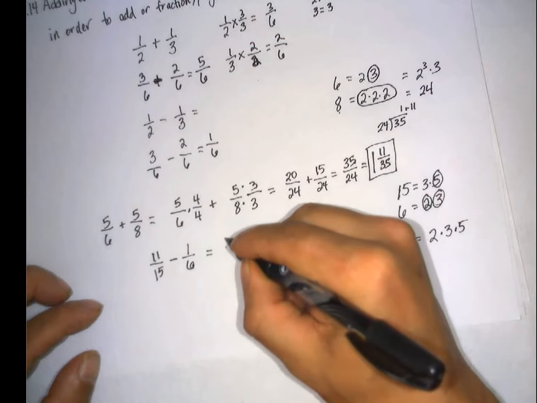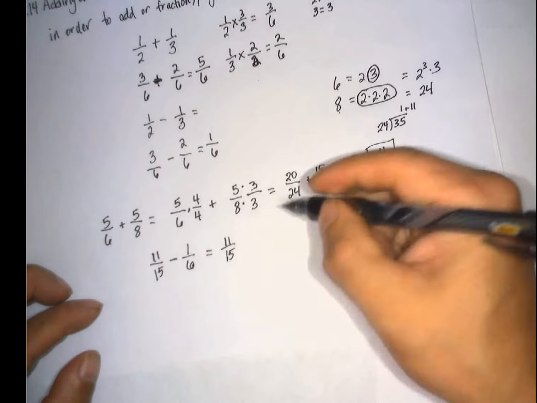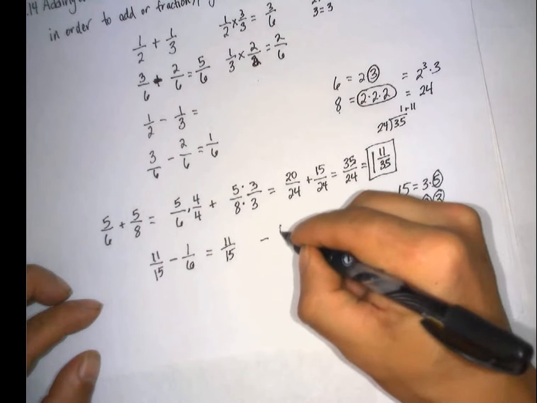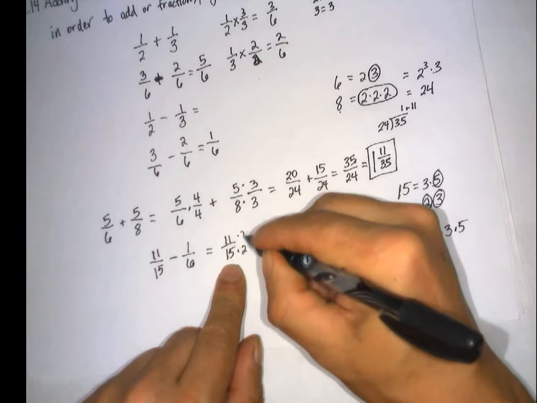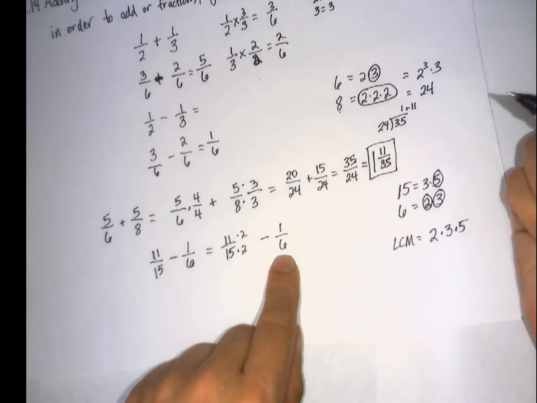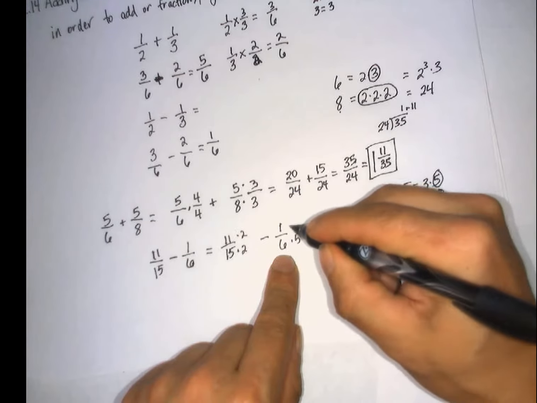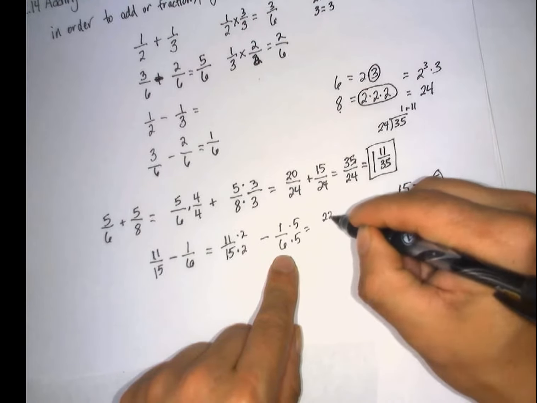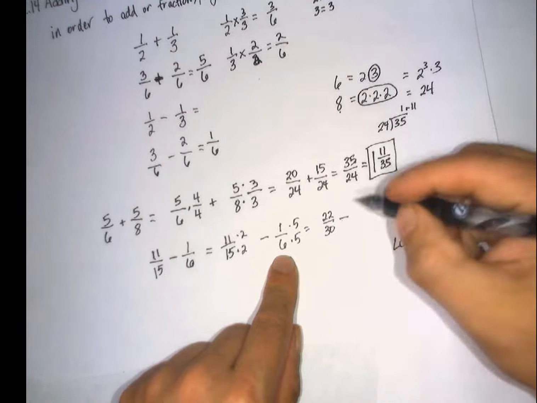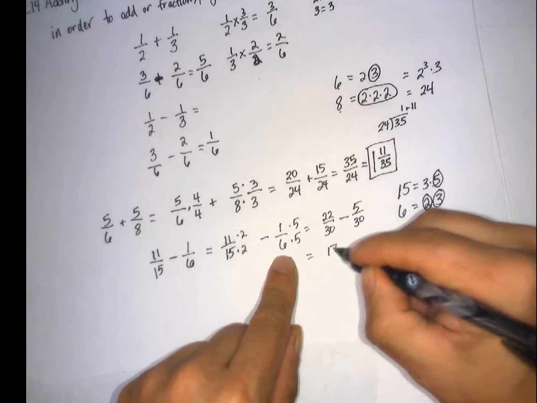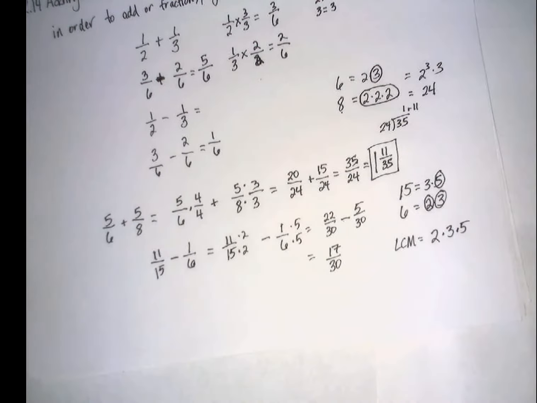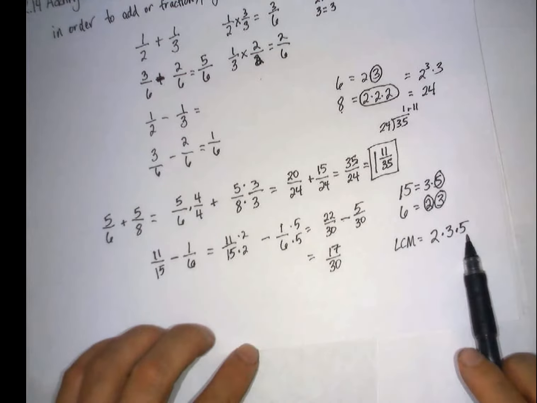So we're going to try to build these fractions up so that the least common multiple is 30. So what do I multiply 15 by to get 30? That would be 2. And what do I multiply 6 by to get 30? 6 times 5 is 30. So now we have 22 over 30 minus 5 over 30. And when we subtract that, we get 17 over 30. 30 is 2 times 3 times 5, and 17 is prime. So that means this fraction is reduced. So you always want to try to reduce the fraction.